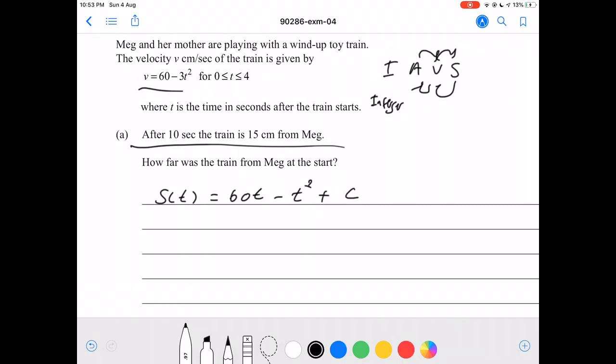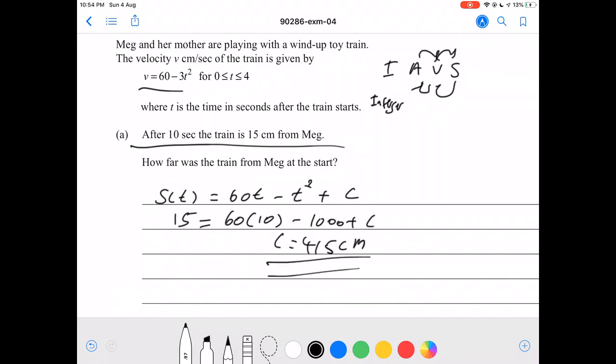After 10 seconds, the train is 15 centimeters away from Meg. So when t equals 10, s equals 15. So 15 equals 60 times 10 minus 1,000 plus c. And that should give us the answer. So therefore c equals 415 centimeters.